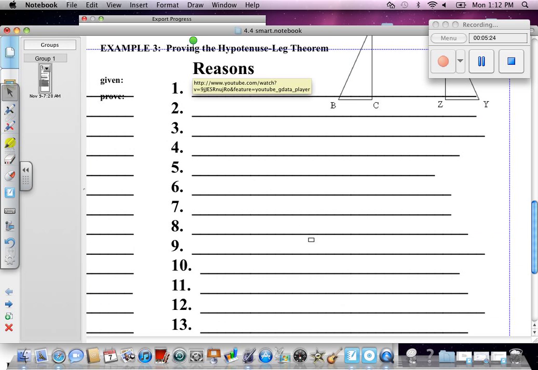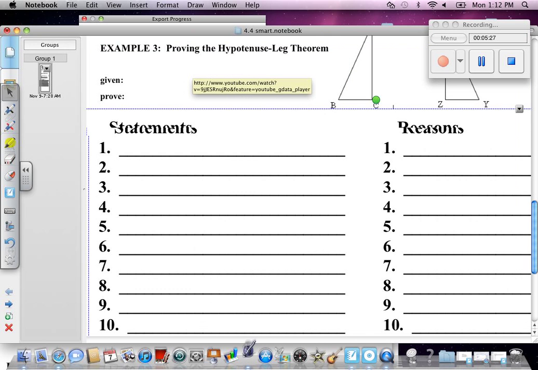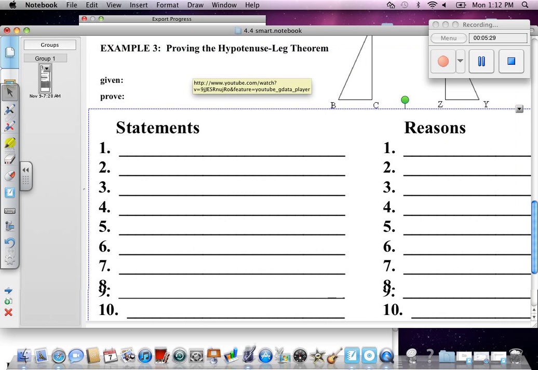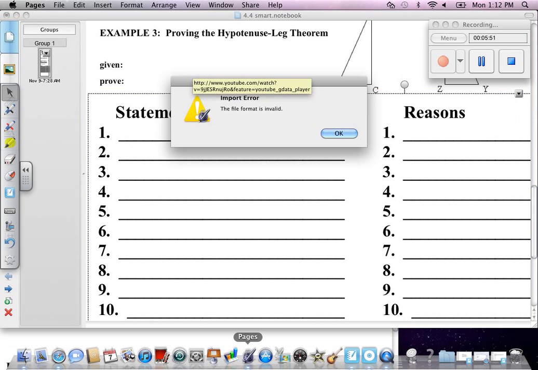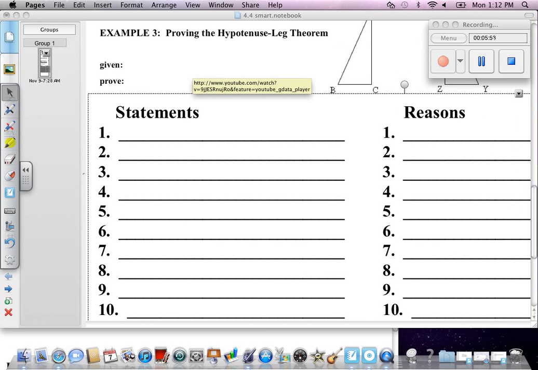Okay, so I'm going to do some stuff with this one that you might not particularly love. Okay, so we've got the hypotenuse-leg theorem. To prove it, there are multiple ways, but one way that we like to prove it is with drawing it out.